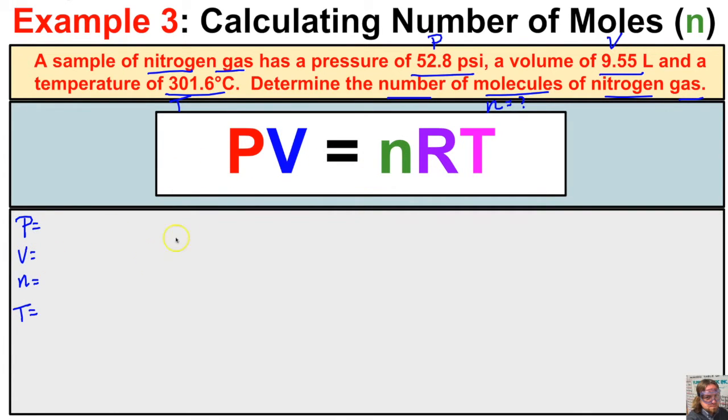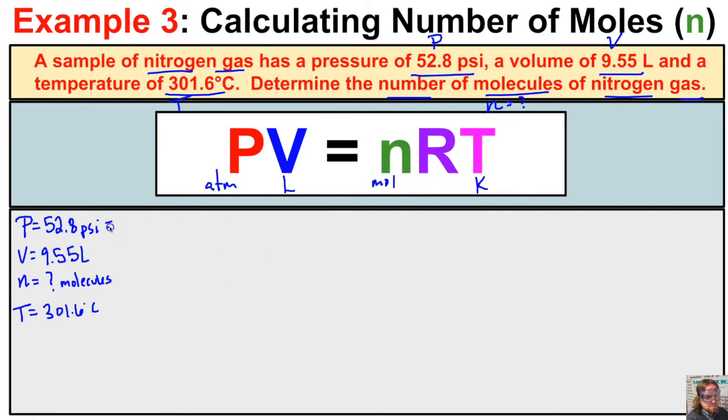So the pressure, if we take a look, is 52.8 pounds per square inch. It tells us that the volume is 9.55 liters. It tells us that the temperature is going to be 301.6 degrees Celsius, and we need to figure out how many molecules, not moles, but molecules. So if we figure out N first, we can then convert it to molecules. So keep in mind, pressure always needs to be in atmospheres when we're working with the ideal gas law. Volume always needs to be in liters. Temperature needs to be in Kelvin. And N here is the number of moles of the gas.